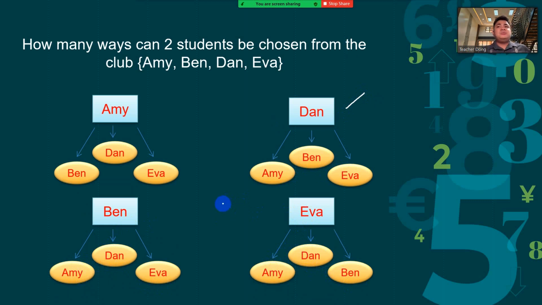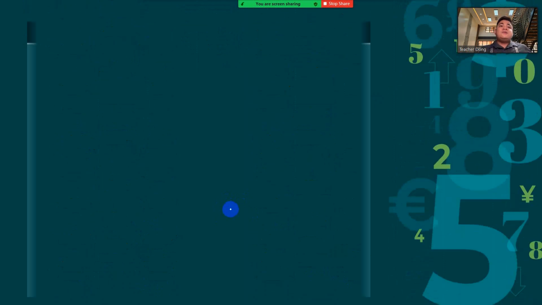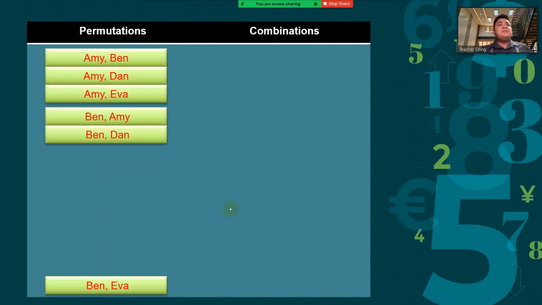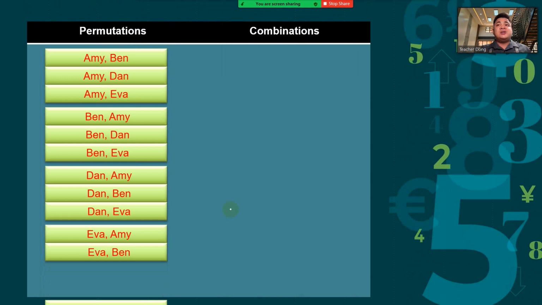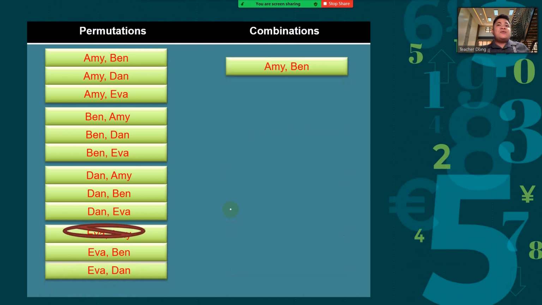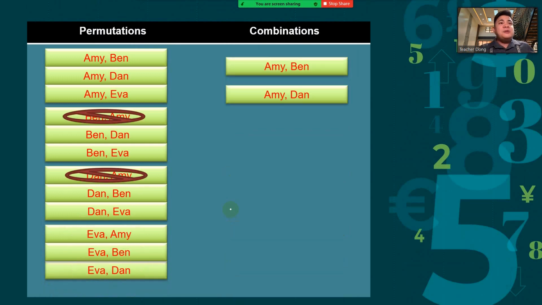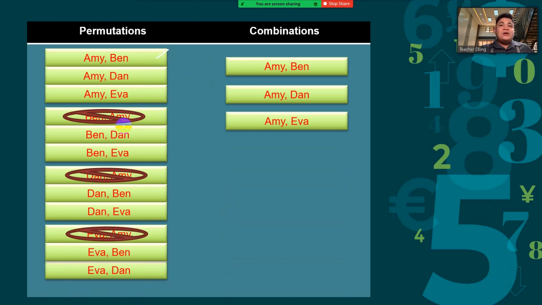This is for permutation because we are following a certain order. For permutation, all of those 12 are needed for the possible arrangements. While for the combination, if there are already repeated elements in one arrangement, they are disregarded. Since we already have Amy, Ben, we cannot have another Ben, Amy. I do hope that it makes sense. We also have Amy, Eva. If we already have Amy, Eva, we cannot have another Eva and Amy.